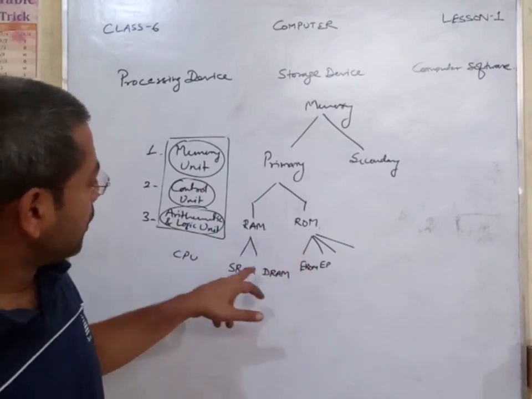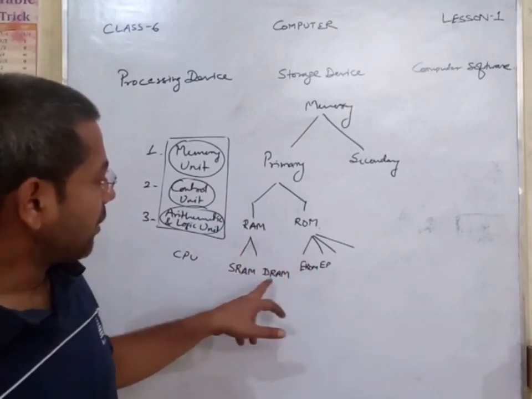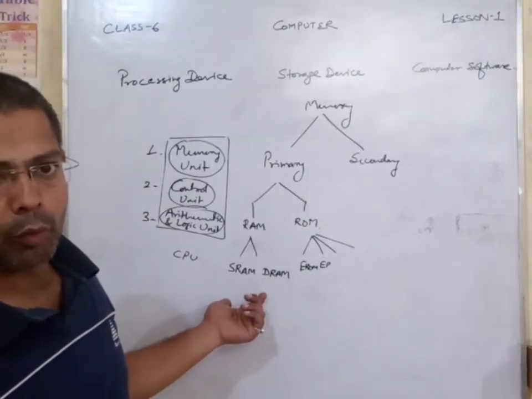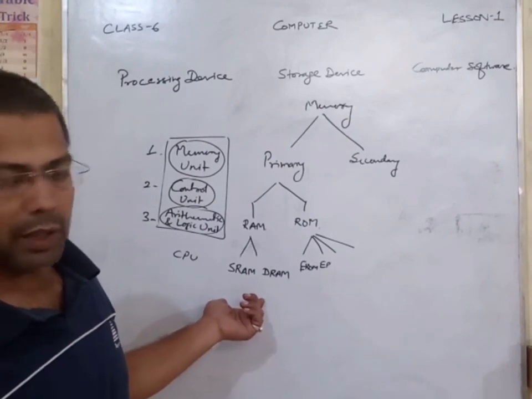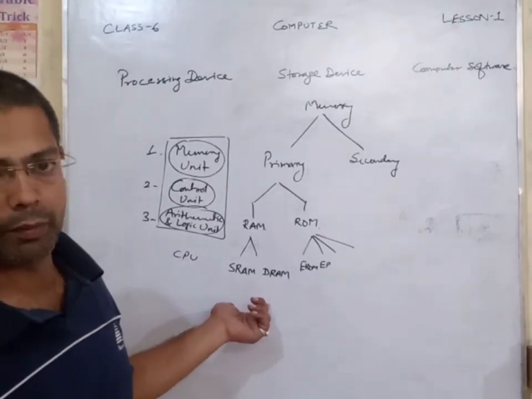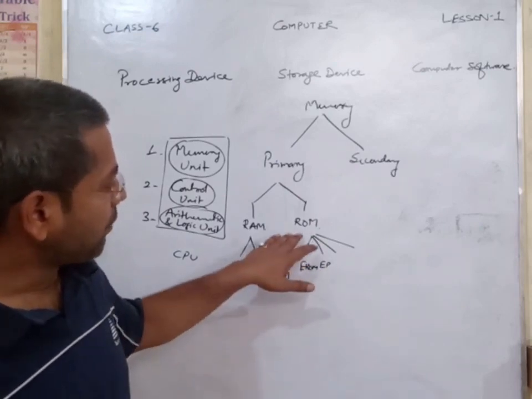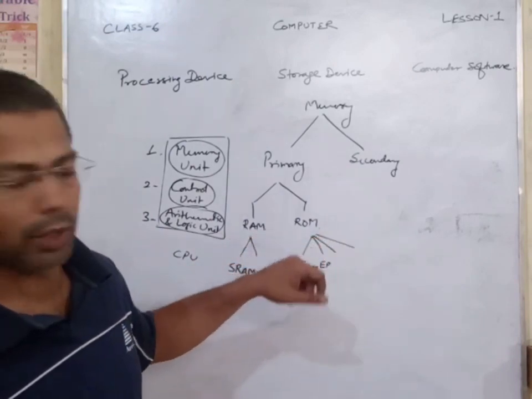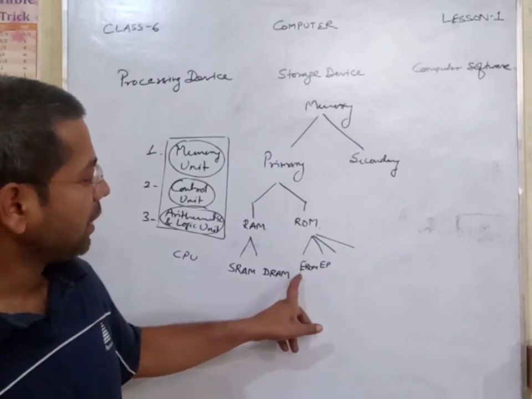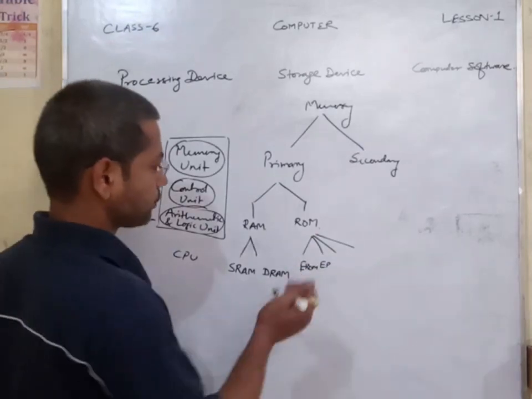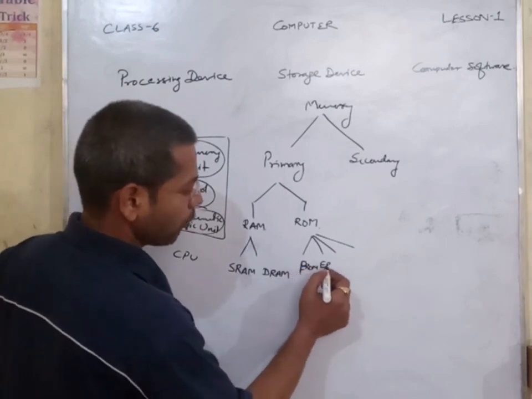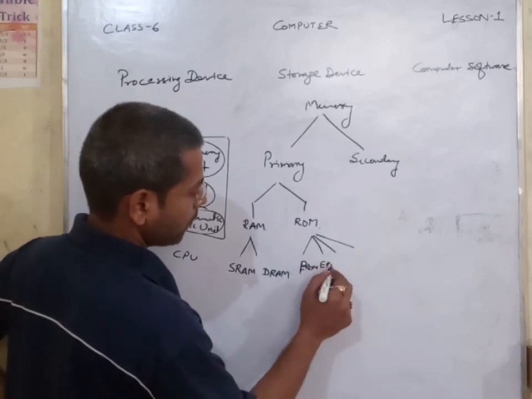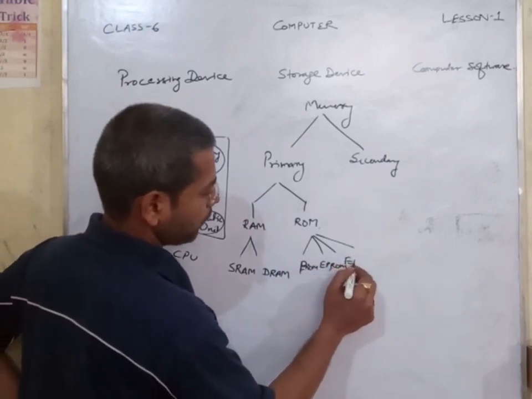So RAM is divided into two parts, SRAM and DRAM. SRAM is static RAM, DRAM is dynamic RAM. Both are used to save data for a short time, but the data will be lost when the power is off. Then afterward comes ROM, read only memory. RAM is random access memory, ROM is read only memory. It is of different types: MROM, PROM, EPROM, EEPROM.